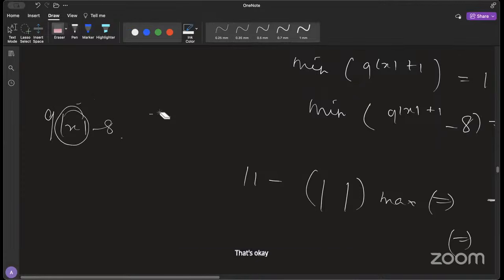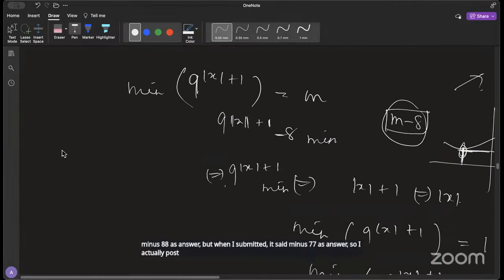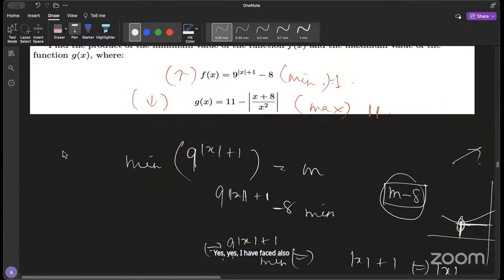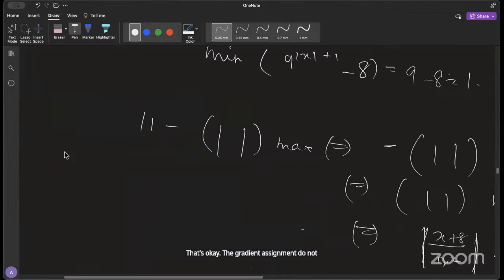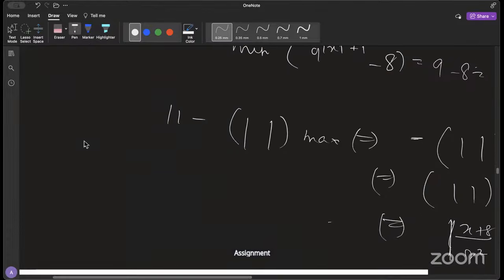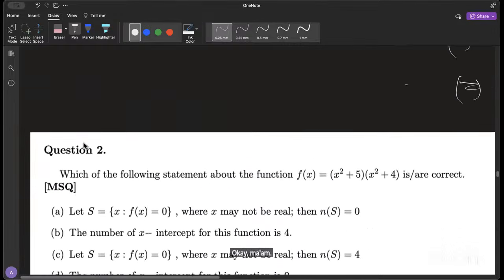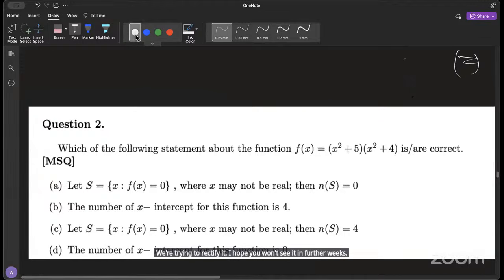Yeah, that must be a printing mistake. I recall putting minus 8 as the answer, but when I submitted, it said minus 7 is the answer. So I actually posted this, but anyway, I don't think anyone has seen this. Yes, I have also faced this problem. That's okay. The graded assignments do not sometimes have an impact on your final results. Some graded assignments are also incorrect. We're trying to rectify it. I hope you won't see it in further weeks.